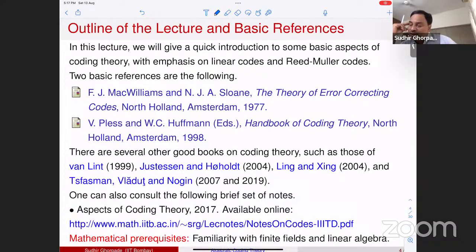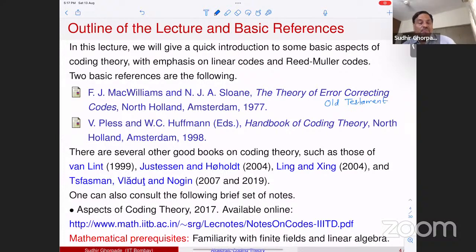I would mention that there are these two standard references. One is an old book of Florence J. MacWilliams and Neil Sloane called The Theory of Error Correcting Codes. This is a pretty fat book, I think about 700, 800 pages or so. I sometimes jokingly call it the Old Testament. It used to be one of the most standard references.